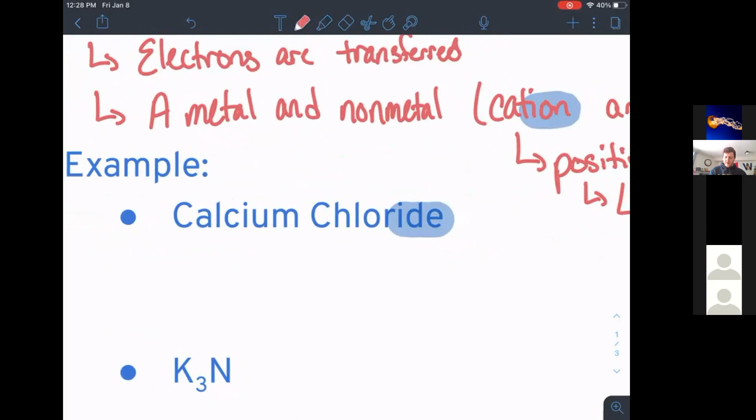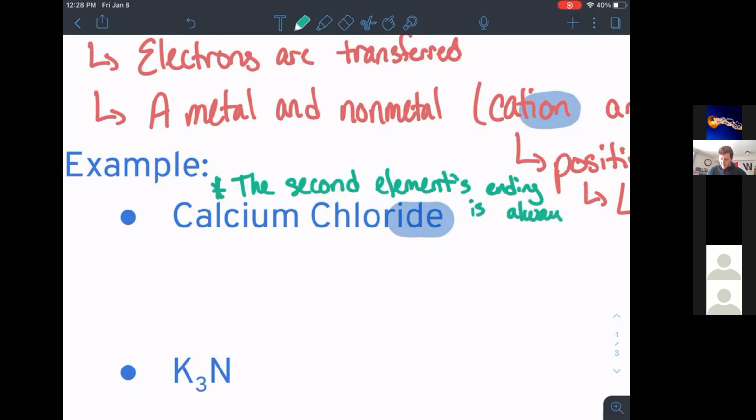So I'm going to make a note, and let's pick a different color. Ending is always IDE. So we're always changing it to IDE when we find it from the periodic table.